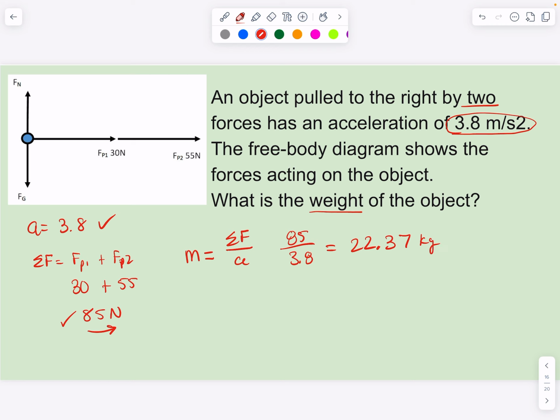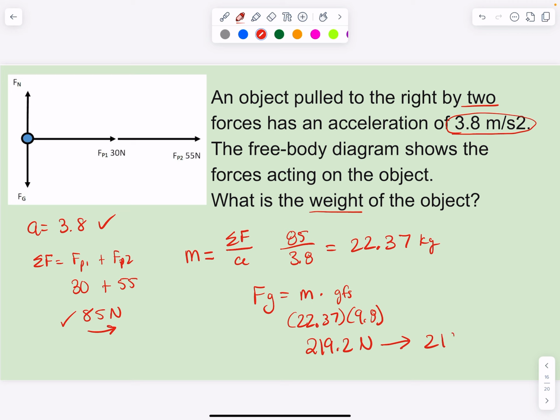22.37 kilograms. Because I have a mass, I can now find my weight, Fg equals m times the gravity. So 22.37 times 9.8 gives me 219.2 newtons. If you did the nearest whole number, you would say just 219 newtons.